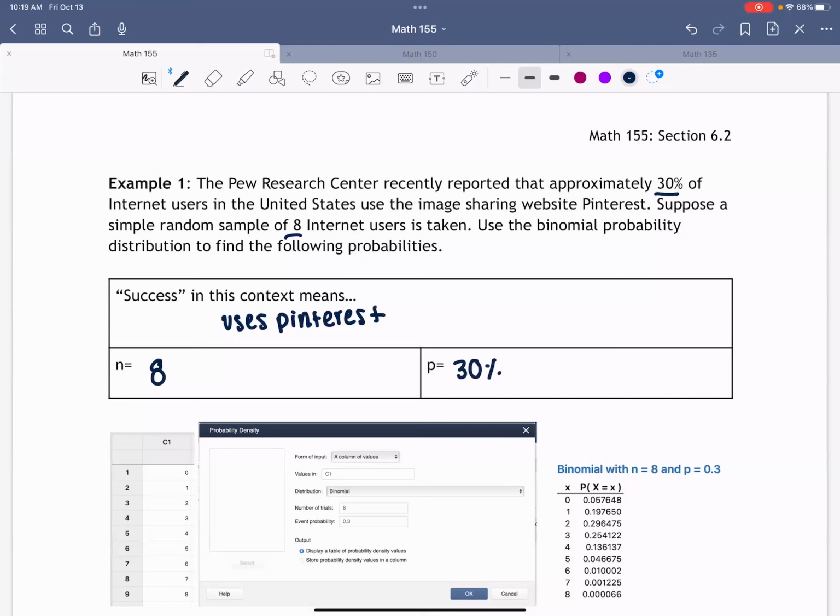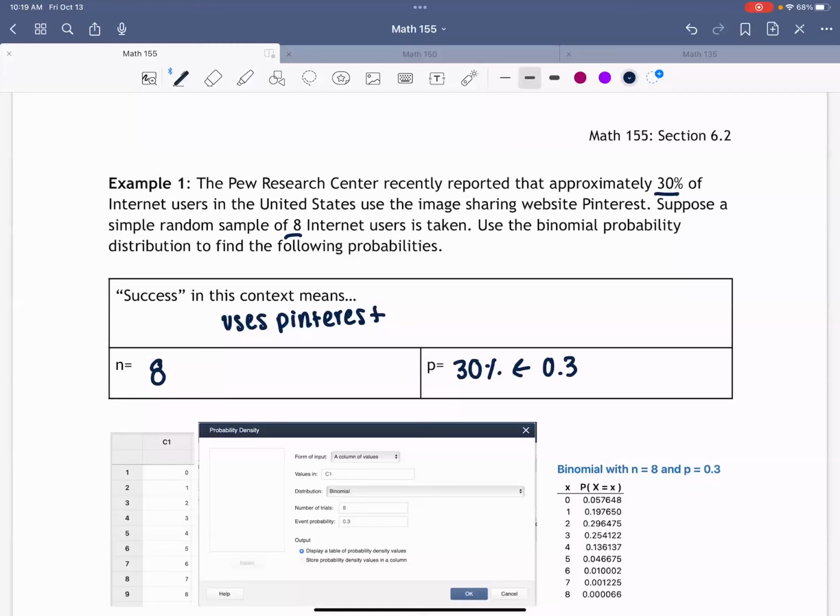Now, I will say that in this class, and especially when you use Minitab, we don't like percentages, okay? If you go on Minitab and you type in 30 as P, Minitab will freak out on you and tell you that you did the wrong thing. What we use instead is decimals. And what's 30% as a decimal? 0.3, okay? So if you're ever going on Minitab and it freaks out on you, you might want to check to see if you typed in a percent instead of a decimal. 0.3 is the way to go.